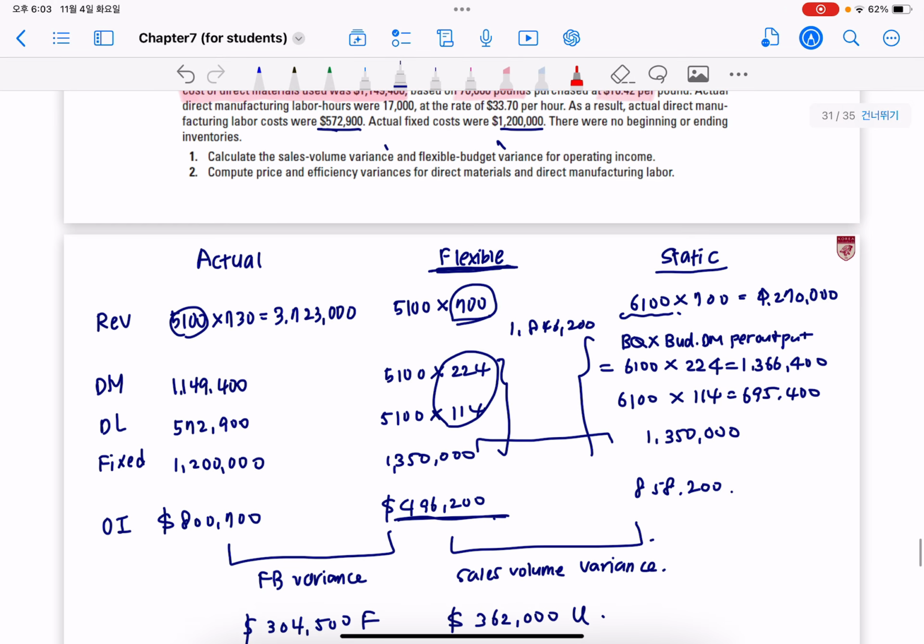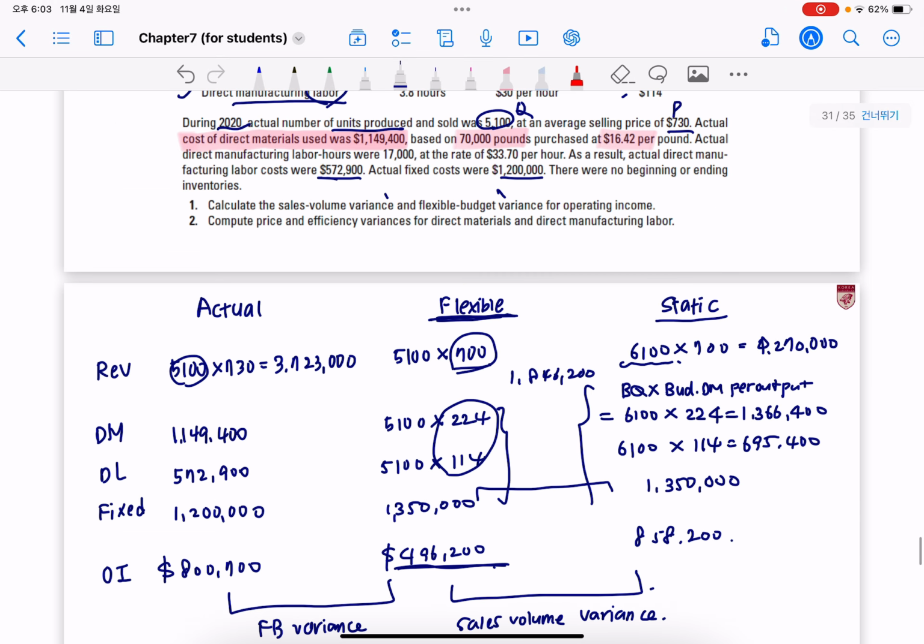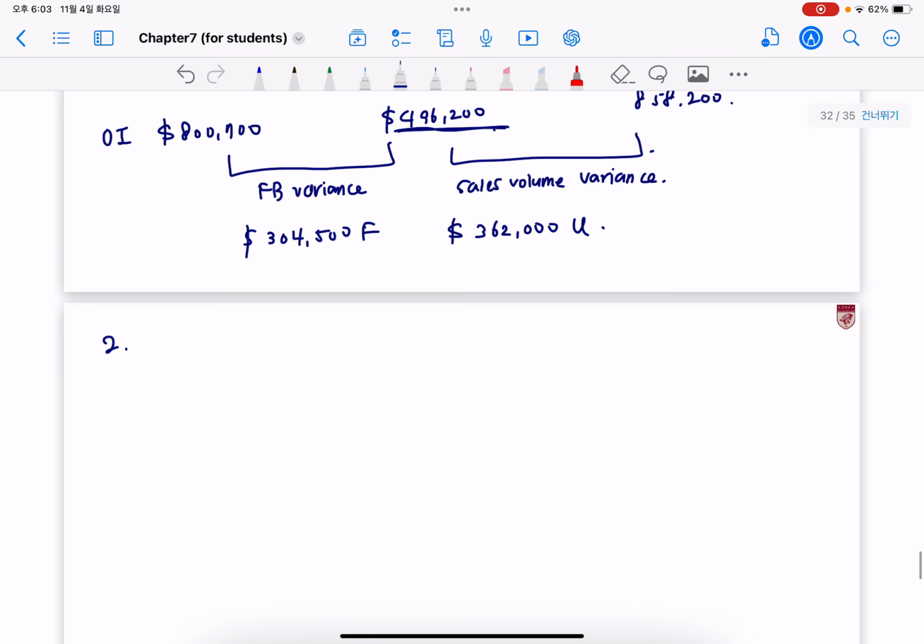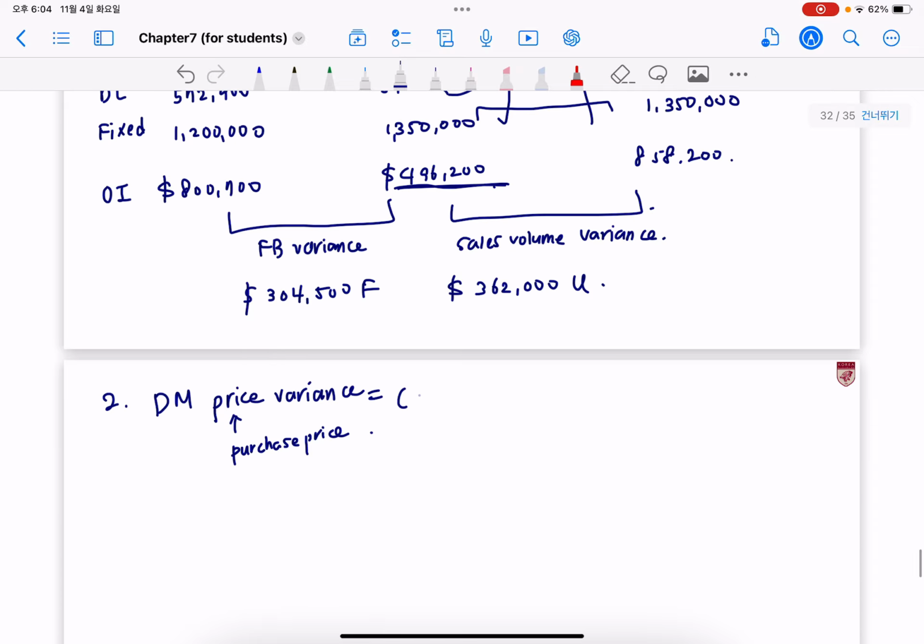All right. And then for number 2, we need to compute the price and efficiency variance for material and labor costs. Okay, let us first calculate the DM price variance. So the DM price variance is recognized at the time of purchase, right? So when we say price, it's about the purchase price. And remember, the price variance can be calculated as actual price minus the standard price times the actual Q. Note that these prices mean the input prices and input quantity, not the output.